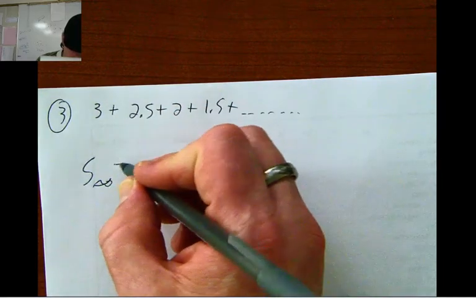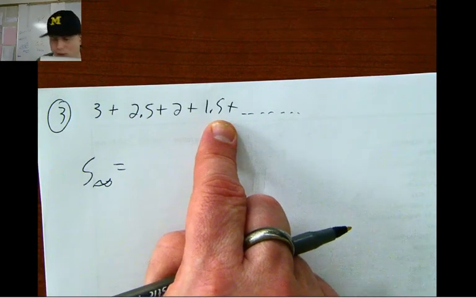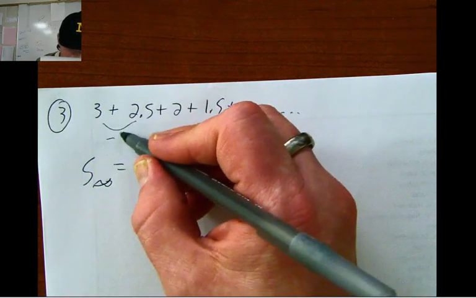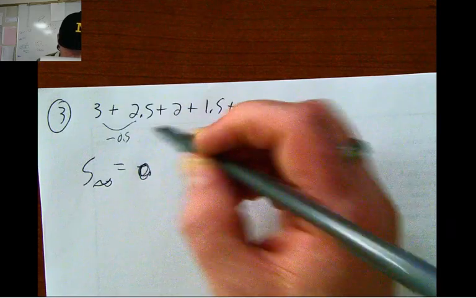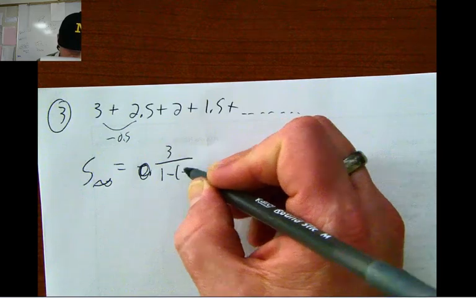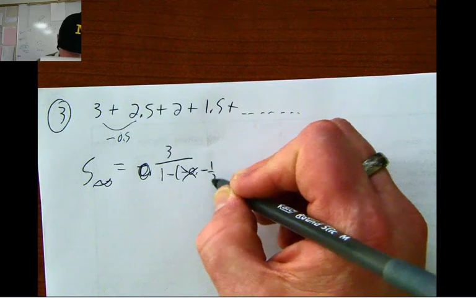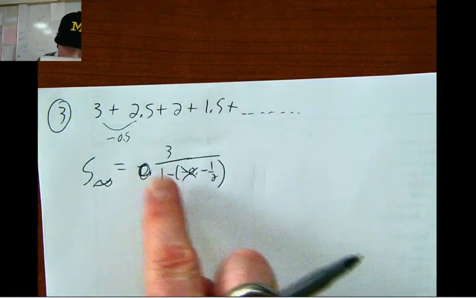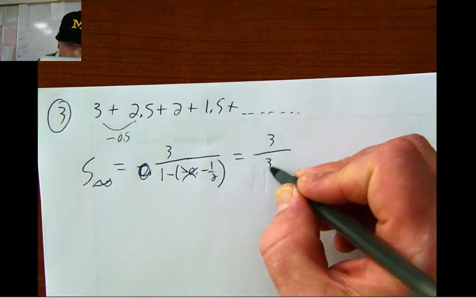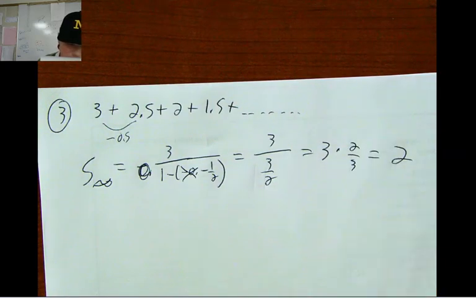And in this case, well, I noticed that it keeps going down by 0.5 every time. So negative 0.5, or so I guess my R could be a negative 0.5. So A1, 3 over 1 minus negative 0.5, or negative 1/2. I'm going to use negative 1/2. 1 minus negative 1/2 is the same thing as 1 plus 1/2, which is 3/2.